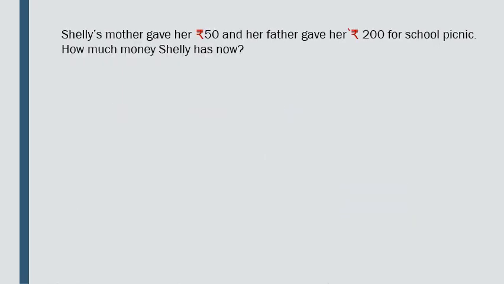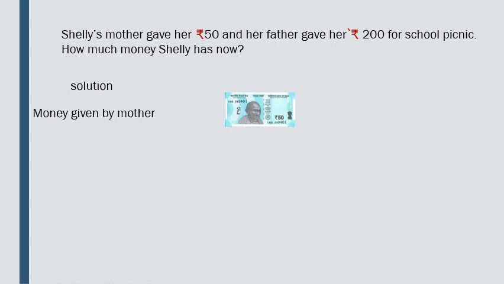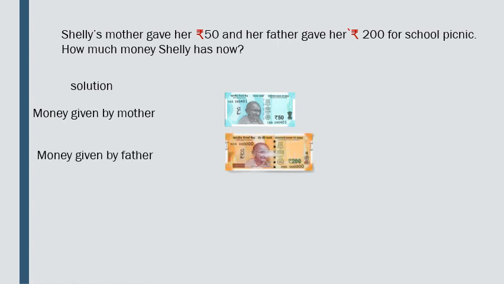Now let's take another example. Cheryl's mother gave her 50 rupees and her father gave her 200 rupees for school picnic. How much money does Cheryl have now? Let's calculate. Money given by her mother is 50 rupees. Money given by her father is 200 rupees. So total money will be 50 rupees plus 200 rupees is equal to 250 rupees. So Cheryl has 250 rupees.